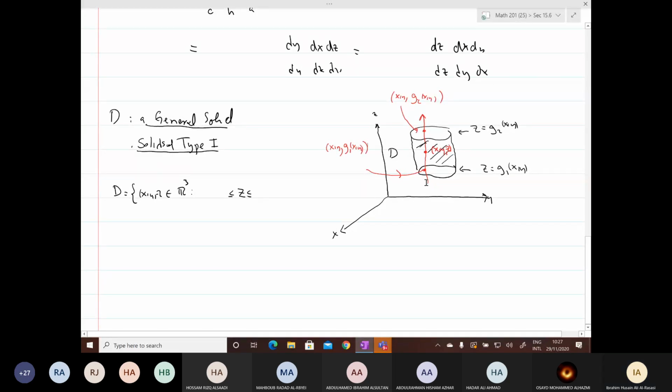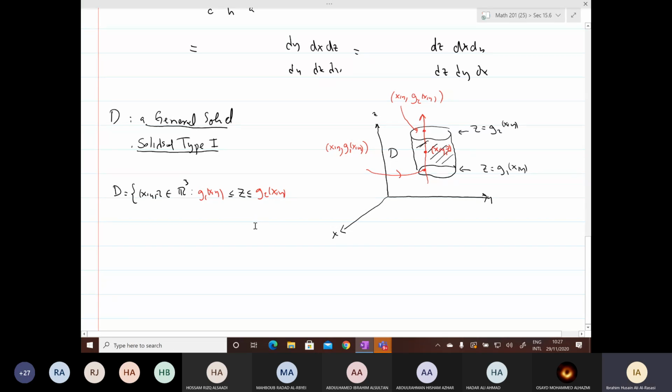So you enter through the lower surface G1, and you leave through the outer one. Z will go, on this line, from G1 to G2: from the Z coordinate of this lower point to the Z coordinate of the upper point on the upper surface. So these are the possible values of Z, from G1 of xy to G2 of xy, from the lower surface to the upper surface.